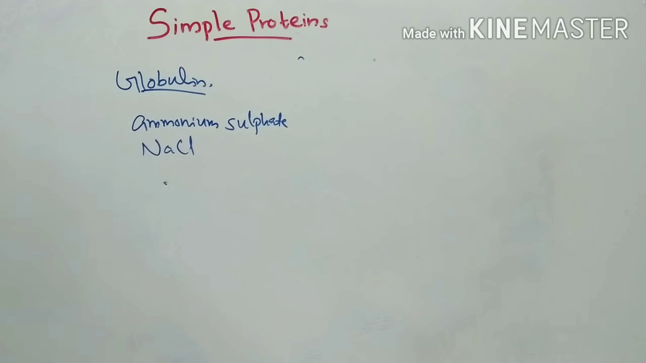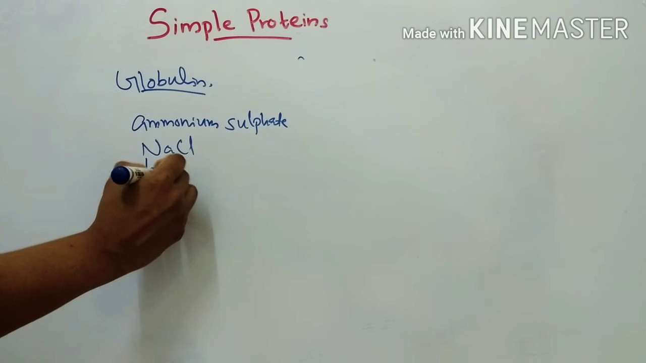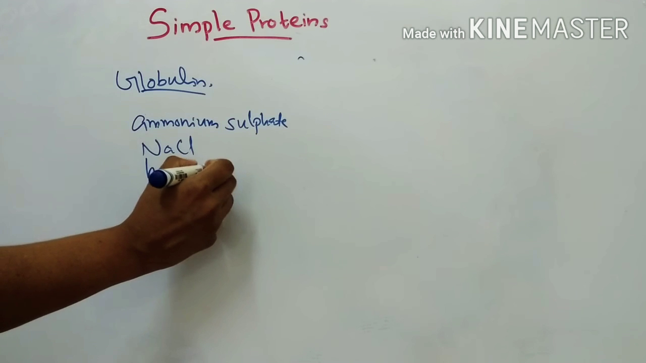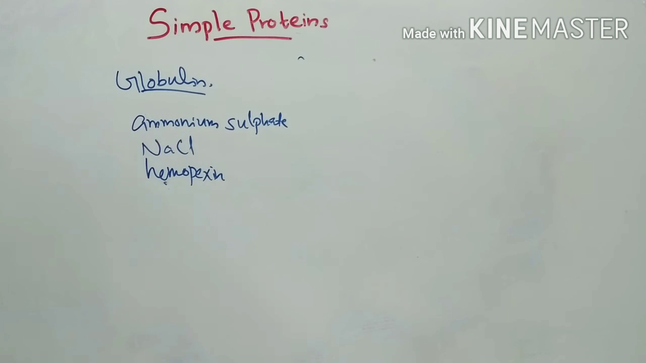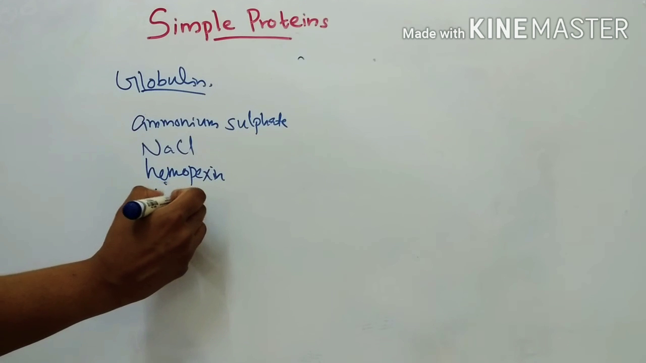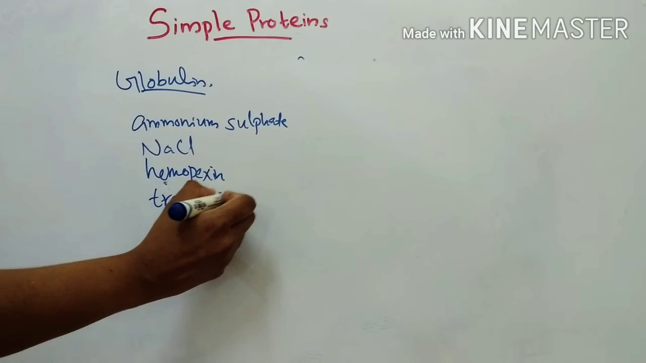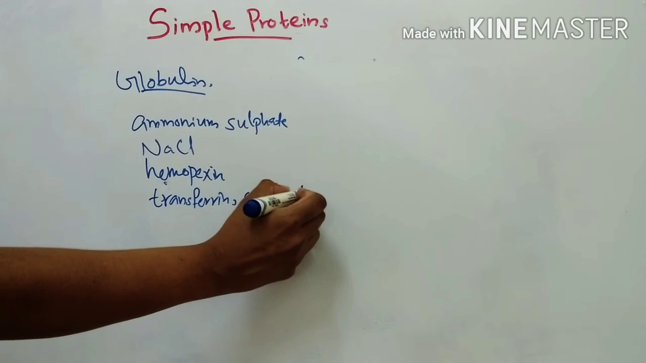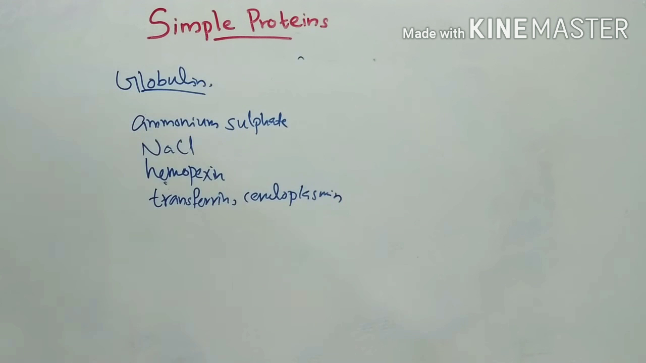Globulins bind with the heme, then it is called hemopexin. With the metals, it forms transferrin, ceruloplasmin. Then with the carbohydrates, immunoglobulins. Other examples are ovoglobulin in eggs, lactoglobulin in milk, legumin from legumes. That is about globulin.